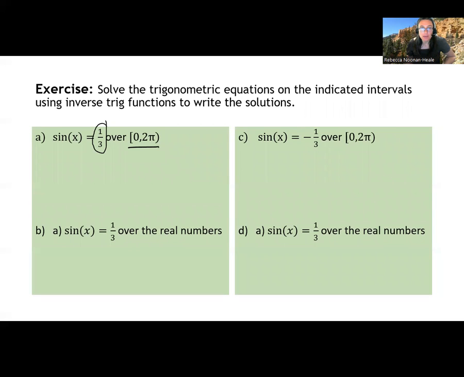So 1/3, if I think about our unit circle, this is going to be up at 1. So 1/3's about here. So I'm looking for an angle right there. Now I can rewrite this trig equation using inverse trig functions as x is equal to sine inverse of 1/3. And that indeed will be my first solution right over there.